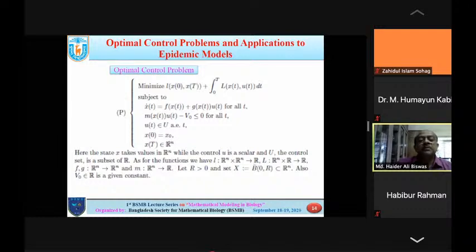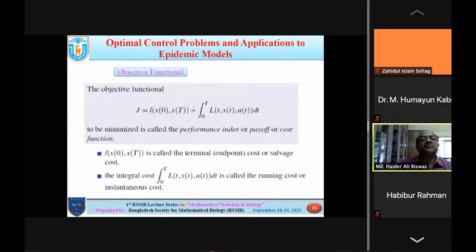And our time is free. So it is a free time optimal control problem. And all other things are described very clearly here, as you can see in the literature. So this is the basic foundation of optimal control. Now, the objective functional here, you can see, has two parts, and we actually want to minimize or maximize this objective function.